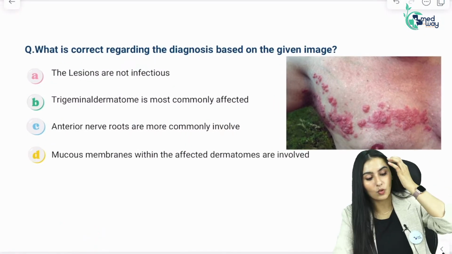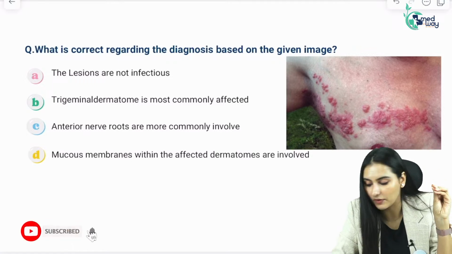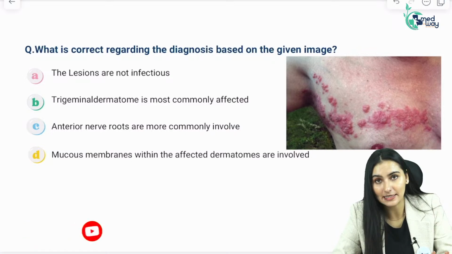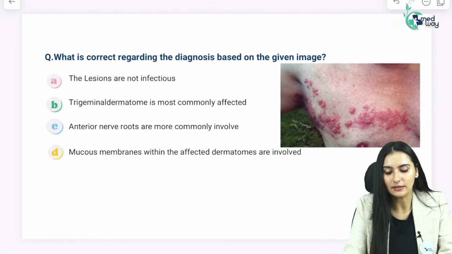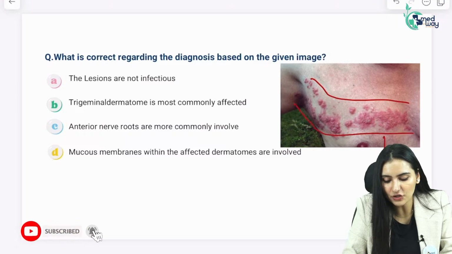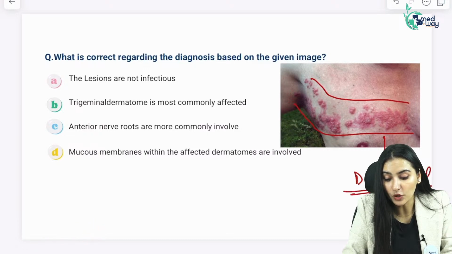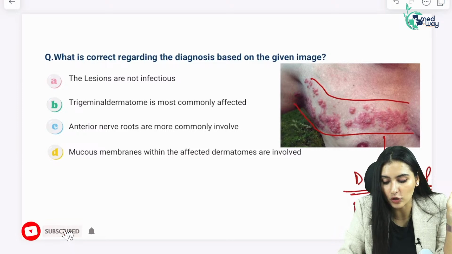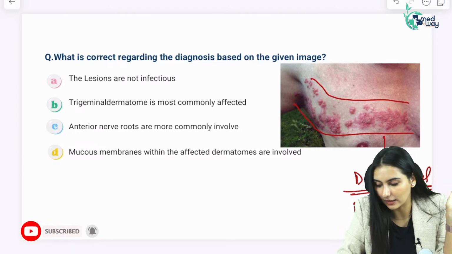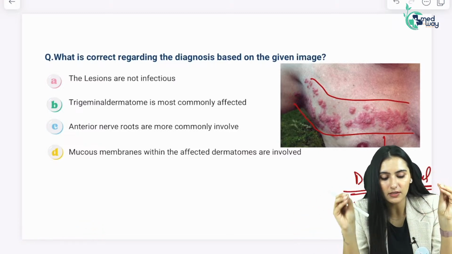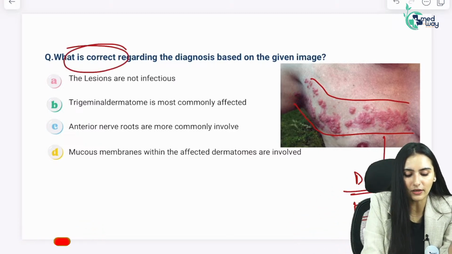What is correct regarding the diagnosis based on the given image? Again, we have seen this image before, we are seeing this image again. Look at it. Okay, it is red, there is erythema, but the presentation is dermatomal. I've told you what it is, I've explained multiple times. This is herpes zoster because there is reactivation. So, there's a dermatomal distribution. This is herpes zoster. Now, they want to know what is correct regarding it.